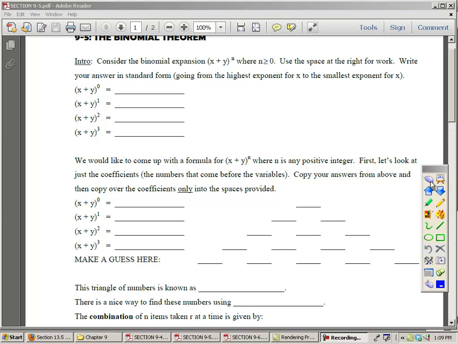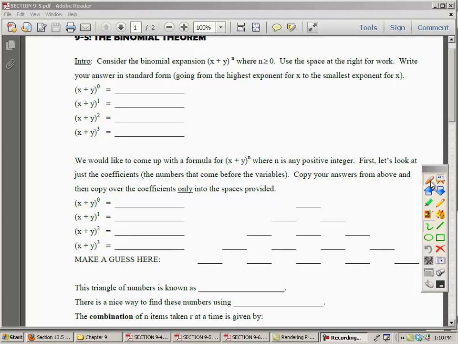Now, we did this in Algebra 2. This is a complete review section in Algebra 2. And so if you kind of remember how to expand binomials, then it's not a big deal. If you don't remember, it's going to take us a little bit of time. So here we go. Let's start off with the basics.